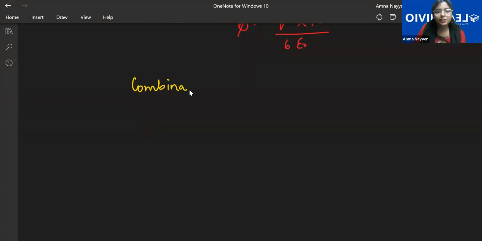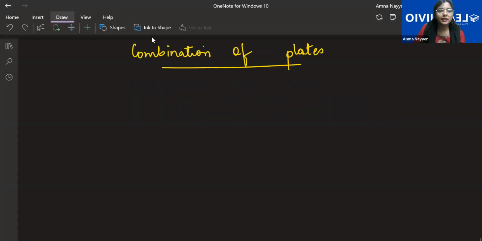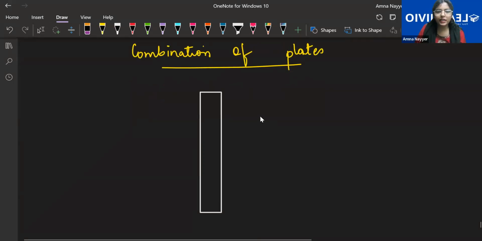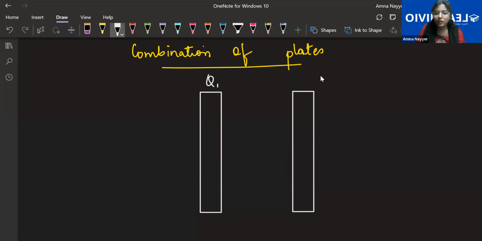So combination of plates. So in combination of plates, you can get two plates. Like if I say this is one plate, this is another plate. So here we have two plates. Now these plates are oppositely charged. Let's say here the charge is Q1, here the charge is Q2. These are the charges on the plate.